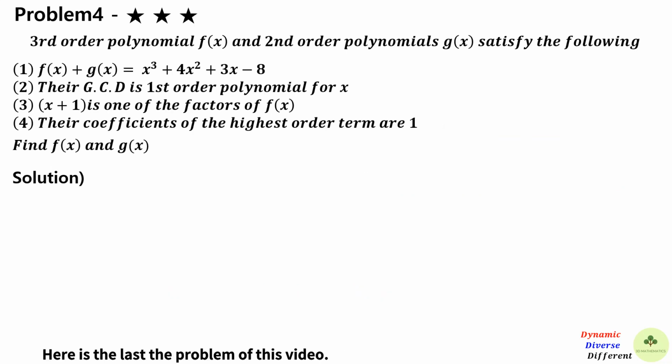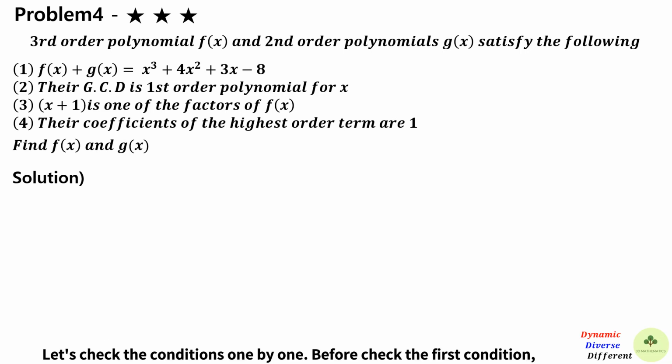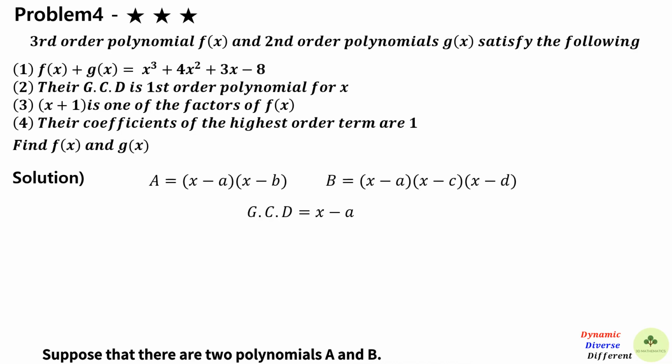Here is the last problem of this video. Third order polynomial f of x and second order polynomial g of x satisfy those four conditions. Let's check the conditions one by one. Before we check the first condition, I would like to show you one simple but very important thing. Suppose that there are two polynomials a and b. Obviously, their greatest common divisor is x minus a.